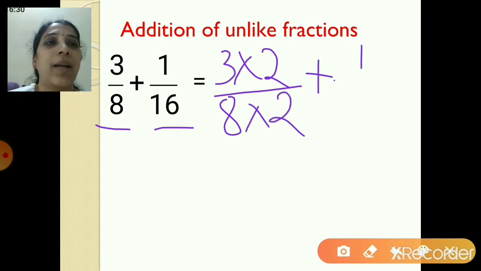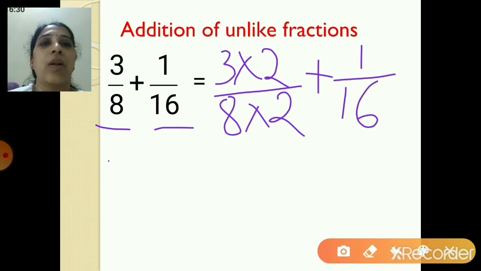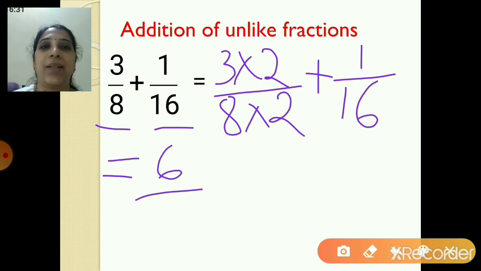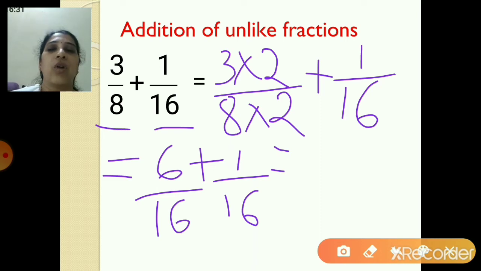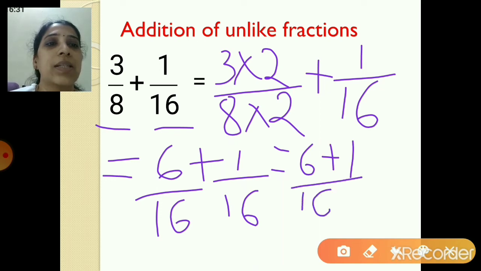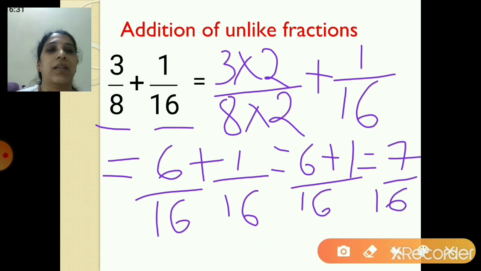Plus 1 upon 16. Now what is 3 twos? 3 twos are 6. And what is 8 twos? Again 16, plus 1 upon 16. So you got it converted into like fractions. Now 6 plus 1 upon 16 is equal to 7 upon 16. So this is the answer, 7 upon 16.